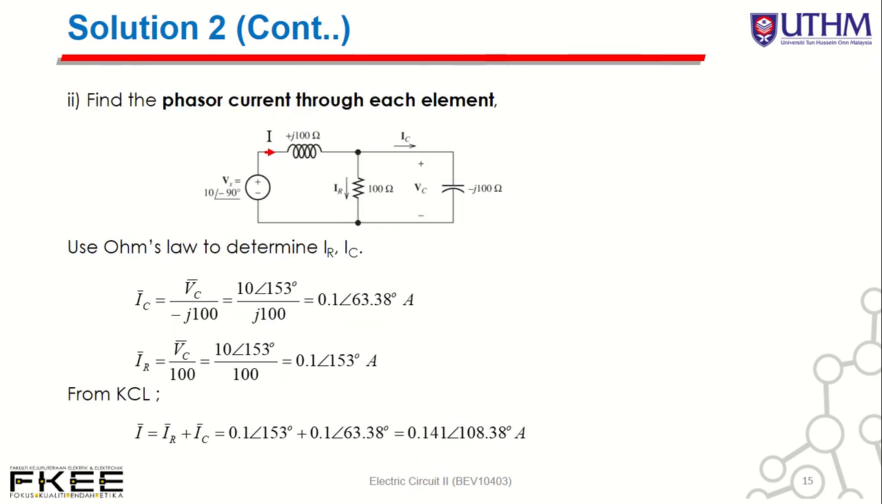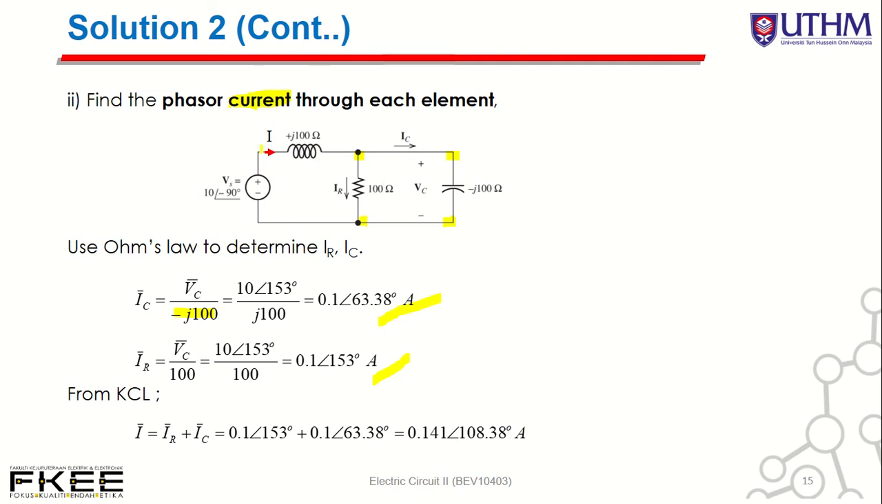Okay, next, number 2, find the phasor current through each element. Determine the current through each element. So you have VC equal to VR. So IC equals VC divided by ZC, and you can determine IC. IR equals VR divided by R. In this case VR equals VC, parallel. So VC divided by R, and you can get IR. Okay, element R, element C.